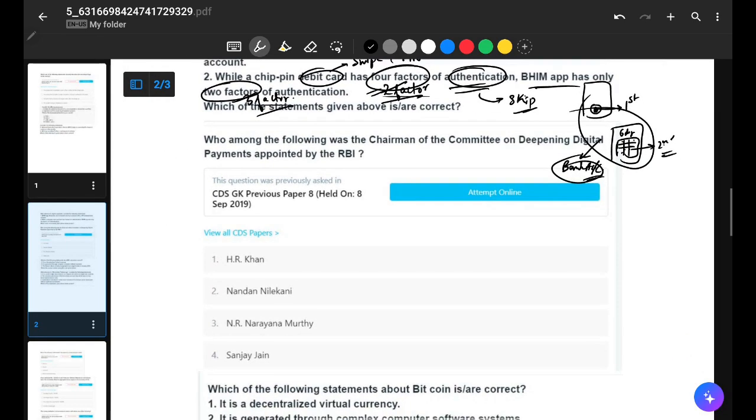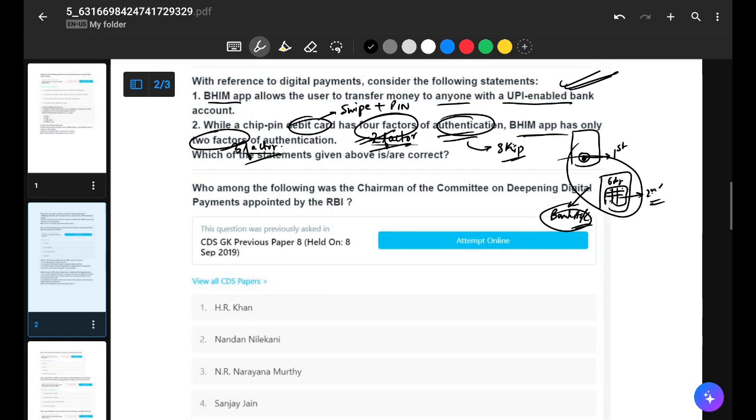It's just ideal to skip this question if it comes in the exam. But now that you know some new information, just keep it in mind.